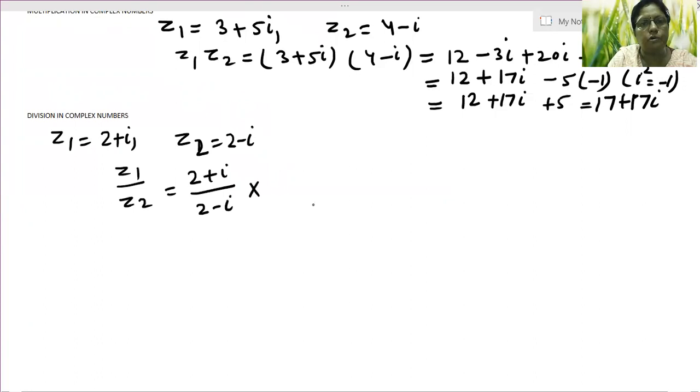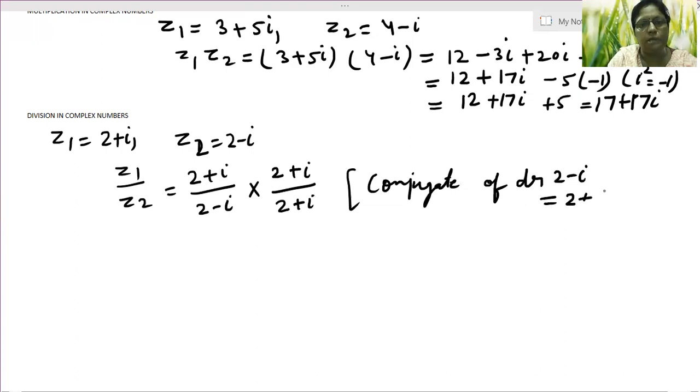Conjugate means replace i by minus i. The conjugate of denominator 2 minus i is equal to 2 plus i. How to write the conjugate? Replace i by minus i. Okay, so multiply numerator and denominator both.